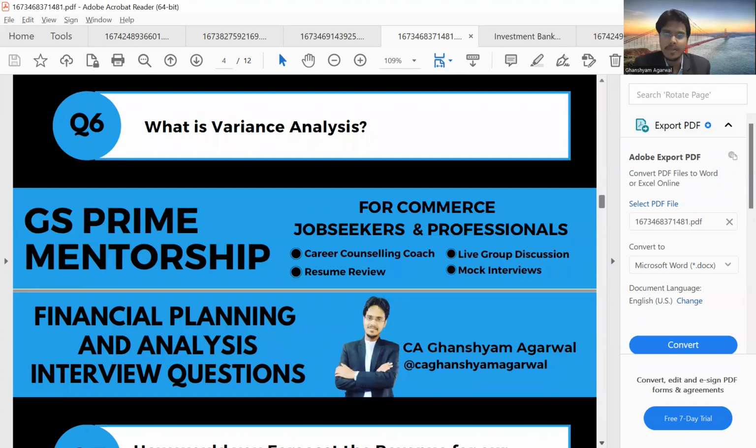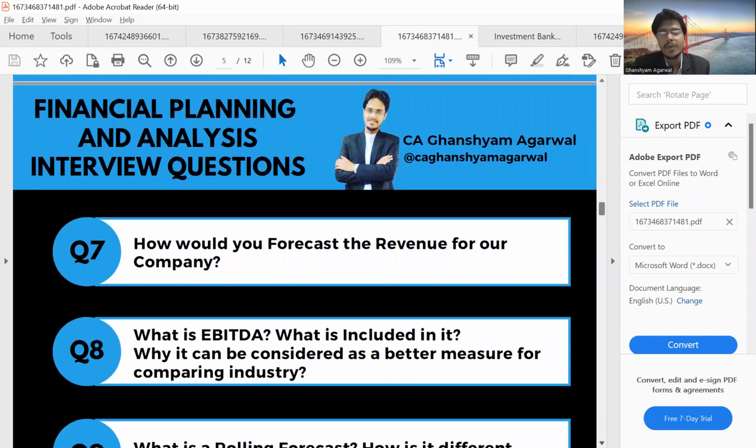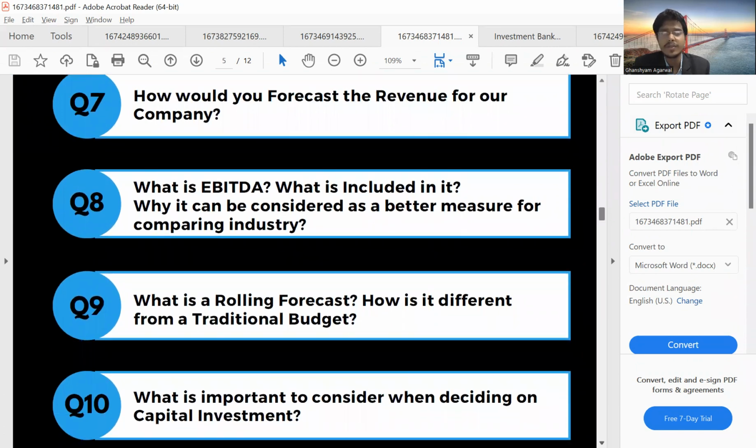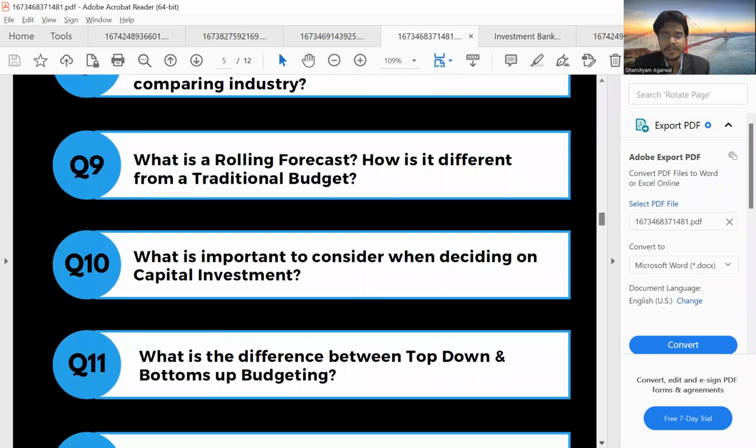What are the key drivers of the company? So there are a lot of questions that can be asked. Forecast of the company. What is EBITDA? Why can it be considered a better measure for comparing industries? What is rolling forecast versus traditional? Why is it important to consider when deciding on capital investment?